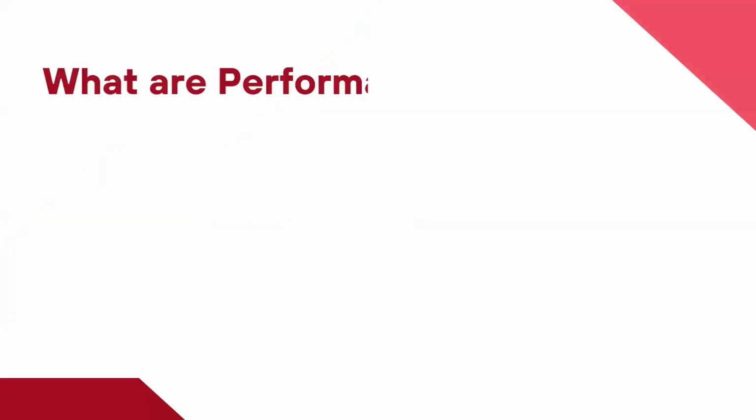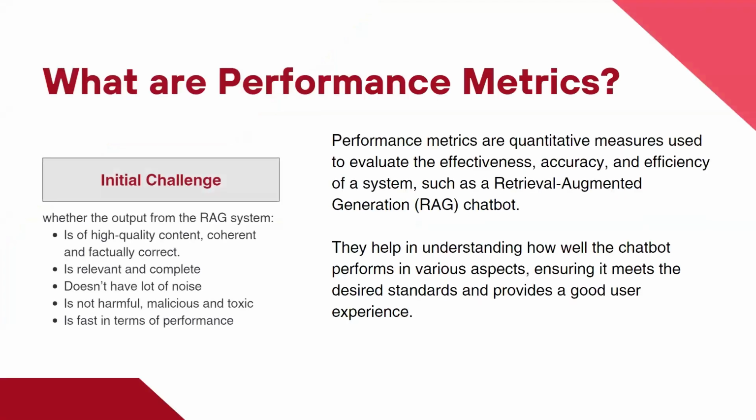So let's get started. When we build a RAG system, an initial challenge is whether the output of the RAG system is of high quality or not. The response produced by it should be factually correct and coherent, and the generated response should not have a lot of noise. Our RAG system should not generate responses which are harmful or toxic, and most importantly, our RAG system should perform well. So here, performance metrics come into the picture. Performance metrics are quantitative measures used to evaluate the effectiveness, accuracy, and efficiency of the RAG system.